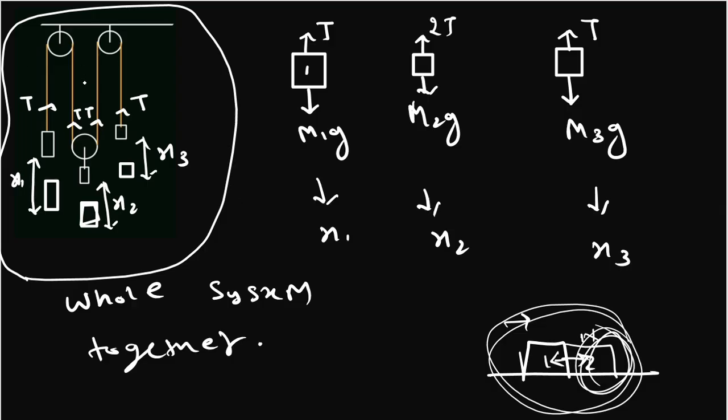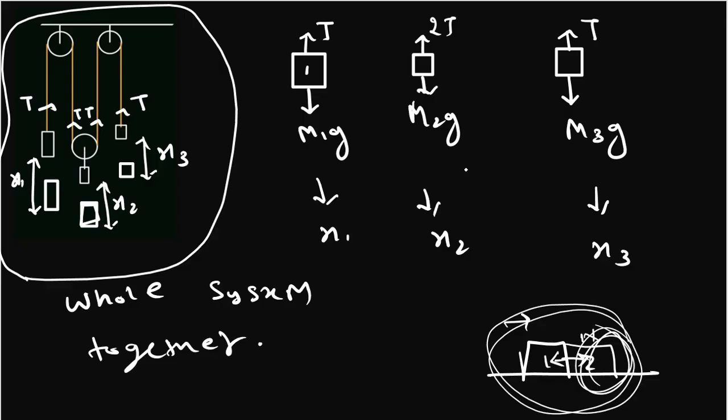When we are studying the whole system, we cannot say work done by tension on block 1. Whenever we are talking about the whole system, work done will be calculated for the whole system. Now we will add the individual work done by all three, and it adds up to 0.